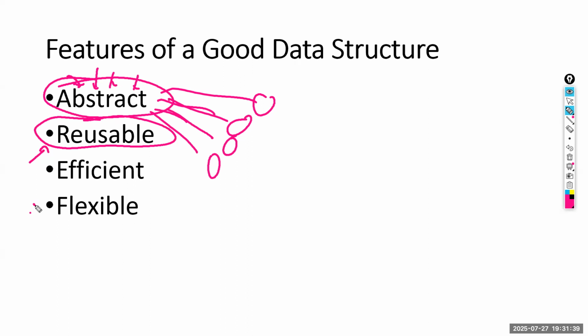And good data structures are efficient. That means its implementation. Good data structures are flexible, like dynamic and so on, because we need more and more flexibility. So these are past paper questions, okay? What are the features of good data structures?